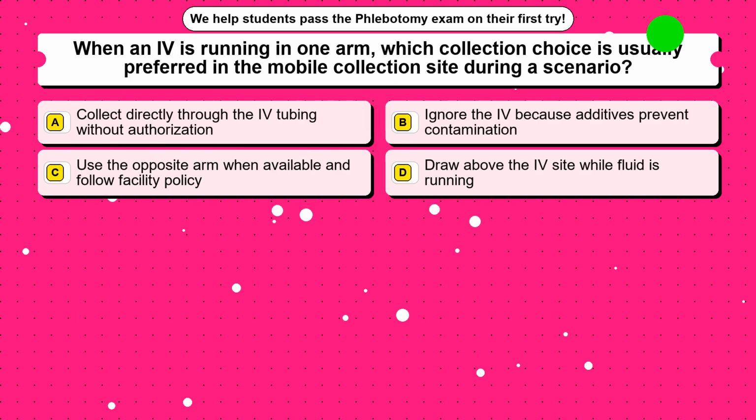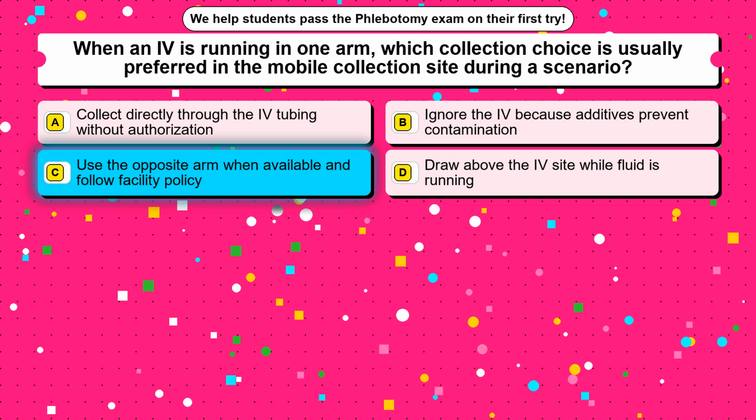Question 27. When an IV is running in one arm, which collection choice is usually preferred in the mobile collection site during a scenario? Option A. Collect directly through the IV tubing without authorization. Option B. Ignore the IV because additives prevent contamination. Option C. Use the opposite arm when available and follow facility policy. Option D. Draw above the IV site while fluid is running.